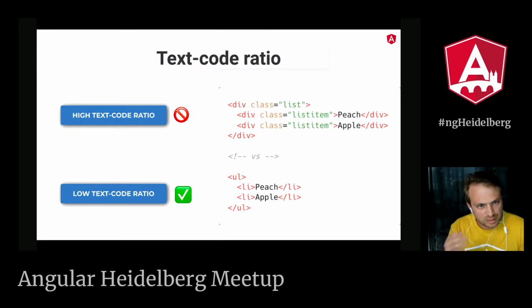So if we compare the two options from our previous example, we can clearly see that the amount of HTML tags is much less if we use the proper semantic HTML tags. And again, if you're unsure about how to achieve a good text-to-code ratio for your specific case, get in touch with your favorite SEO expert.